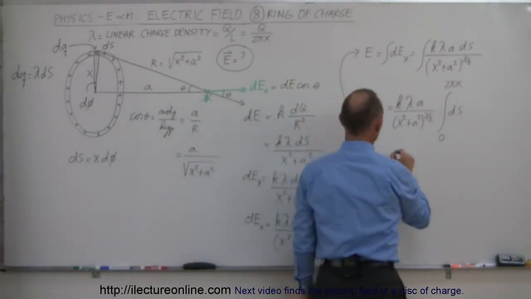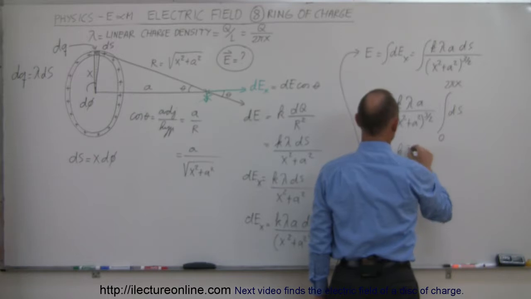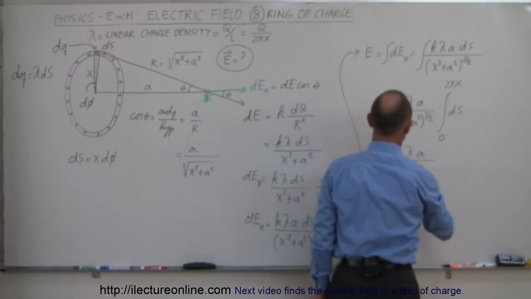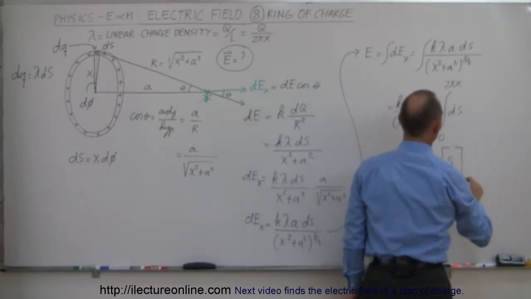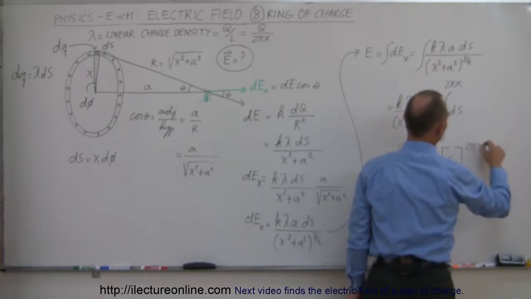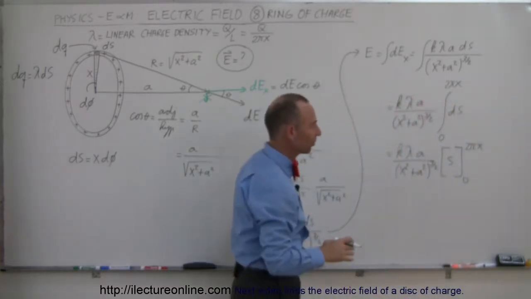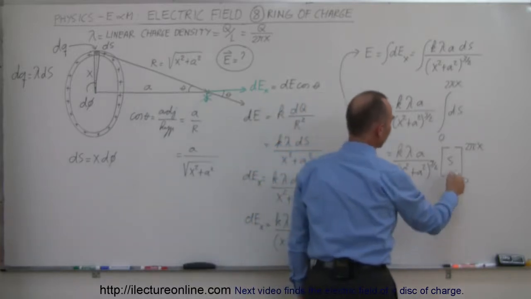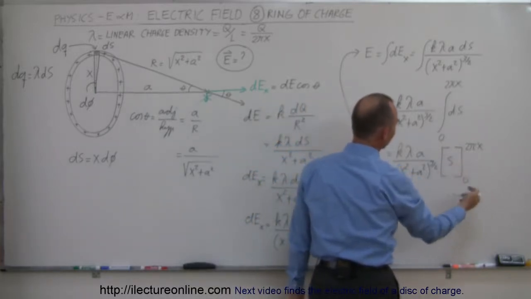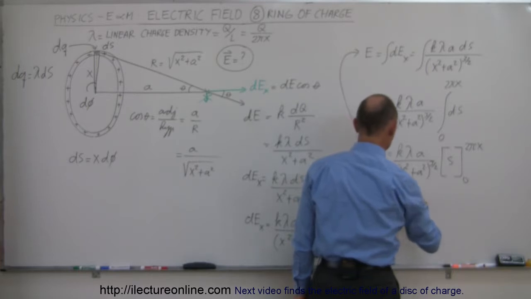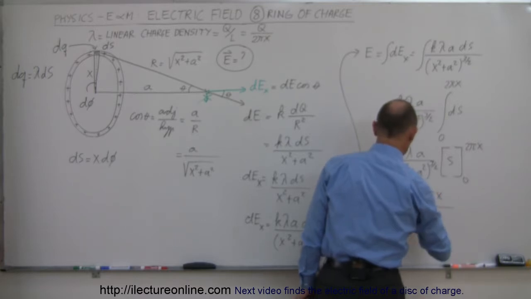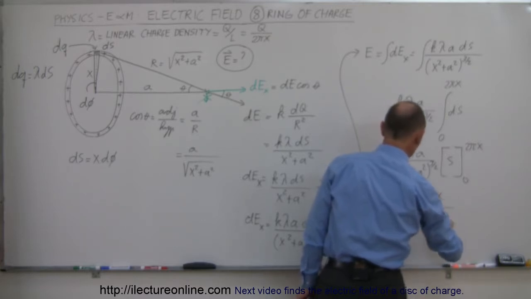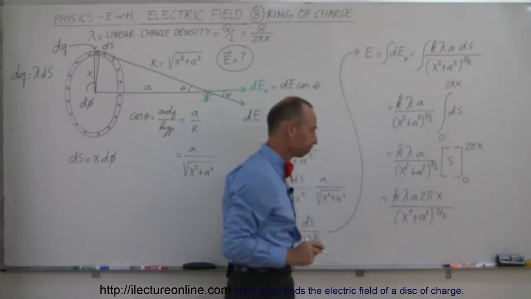So this is equal to k lambda a divided by x squared plus a squared to the 3/2 power, and that would be s evaluated from 0 to 2 pi x. Just to go through the motions, because I think we know what the answer is here, so we really didn't need to do that. Plug in the upper limit, we get 2 pi x, plug in the lower limit, we get 0. So this is equal to k lambda a 2 pi x divided by x squared plus a squared to the 3/2 power.